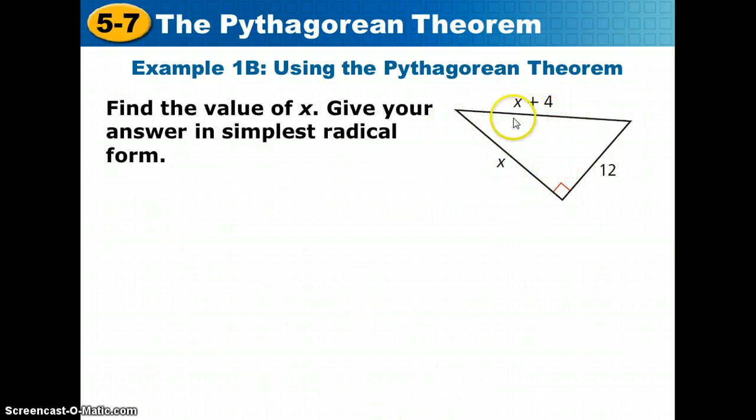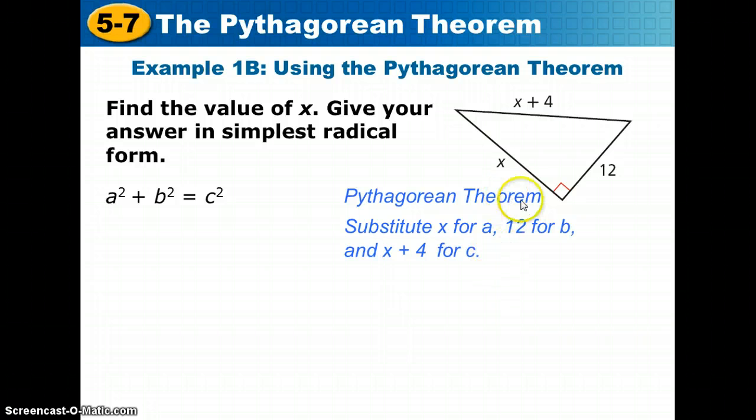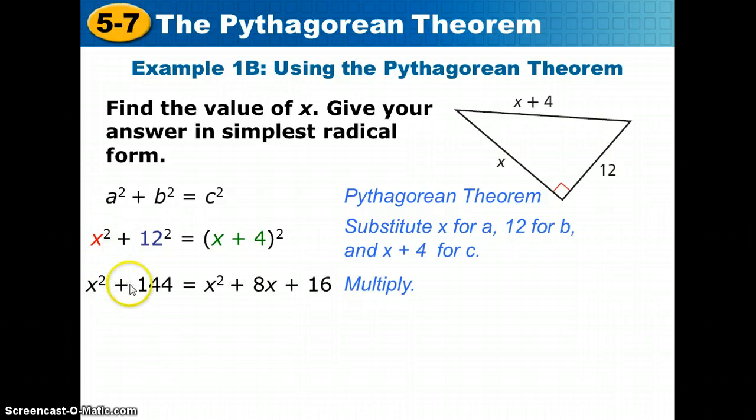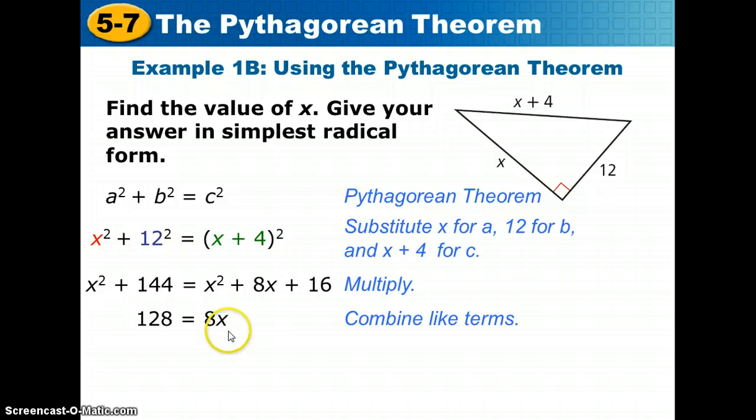Alright, we're going to set up something very similar here. To find the value of x, we're going to plug into our Pythagorean theorem: x for a, 12 for b, and x plus 4 for c. Remember, you have to FOIL this right-hand side of the equation. On the left-hand side, you still get x squared plus 144. On the right-hand side, you get x squared plus 8x plus 16. So in subtracting x squared from both sides and subtracting 16 from both sides, we get 8x equals 128. Divide both sides by 8, and x equals 16.